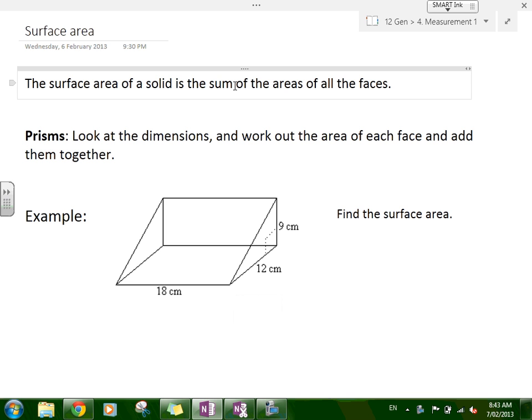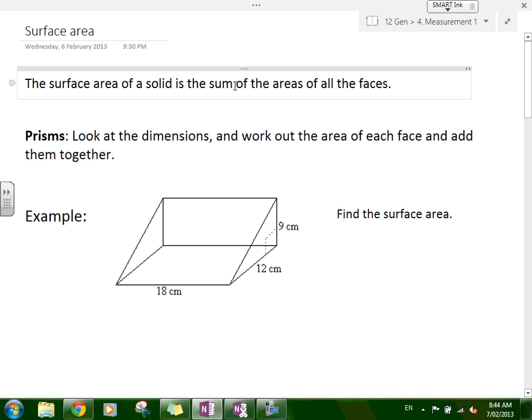Okay, so surface area of a solid obviously is the sum of all the areas of the faces on the surface. In some cases there's only one face, but most cases there's more than one. So basically with a prism you look at the dimensions, work out the area of each face, and then add them all together. That's very straightforward with a rectangular prism. You simply work out each rectangle on each face, and then you add them together, and that's the surface area.